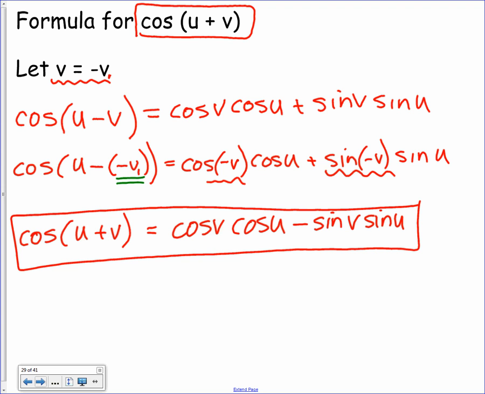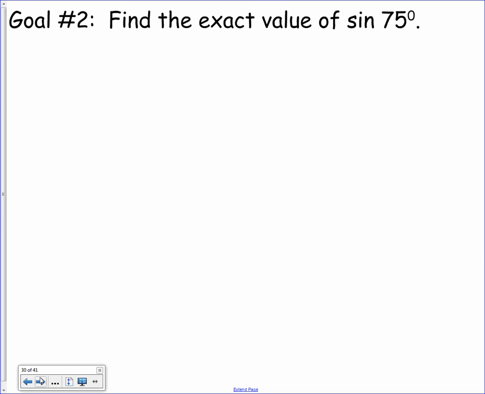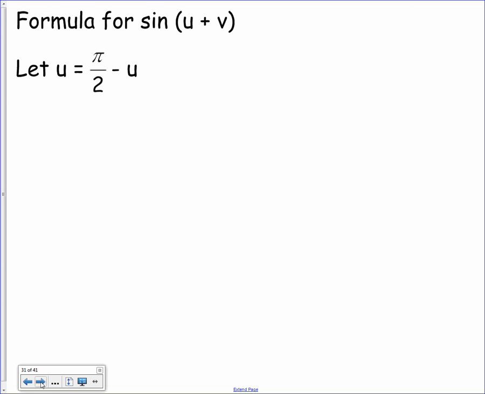All right. We have 2 of our 6 angles, or 2 of our 6 problems. Okay. We'll continue on. Our next thing that we want to find goal-wise is how do you deal with sine of adding and subtracting different angles. So the sine of 75 degrees is where we will start. That's goal number 2. And so to do that, we actually have to find the sine of a sum of angles for sine of u plus v. Okay?